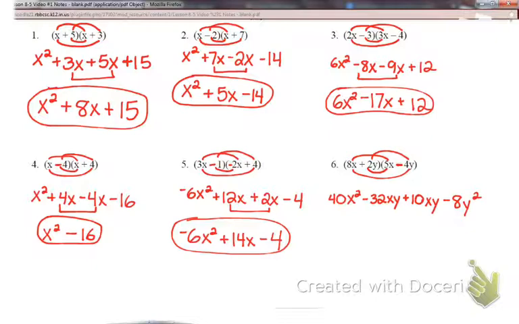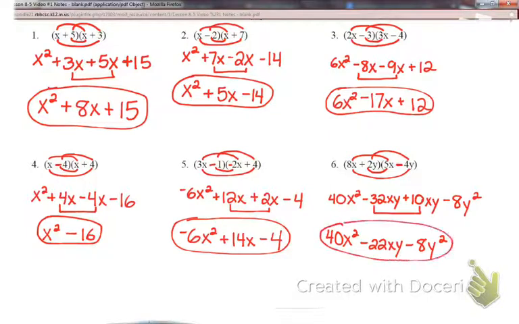And then you do have like terms right there in the middle with your xy's. So the first thing is 40x squared. Then you have a negative 32xy plus 10xy. That's going to be negative 22xy. And then finally at the end you have minus 8y squared. Don't try combining this first term with the last term. Even though they have the same exponent, they don't have the same variable, so you can't combine them together. So this right here is our answer.